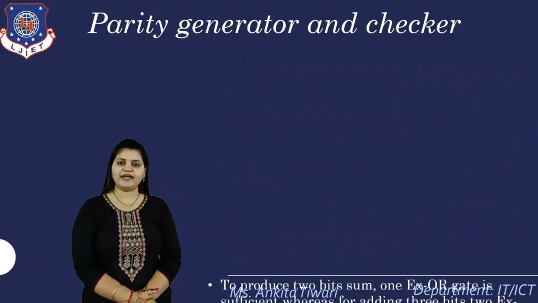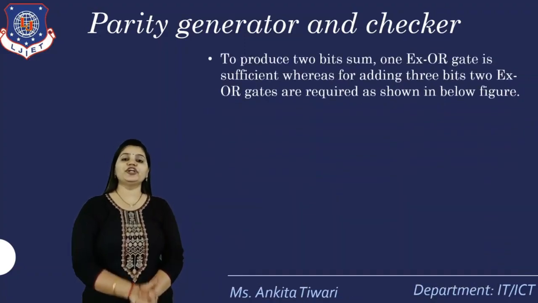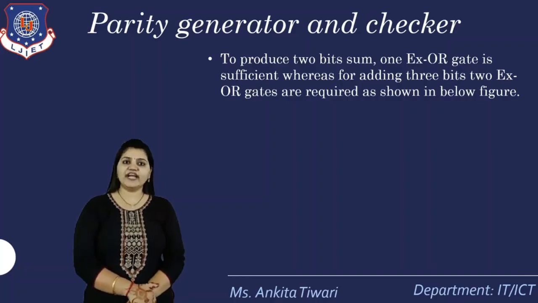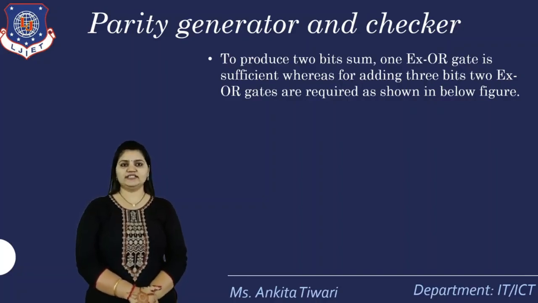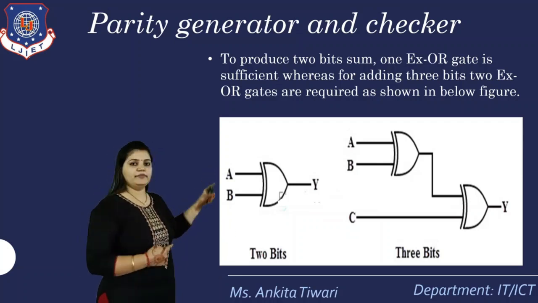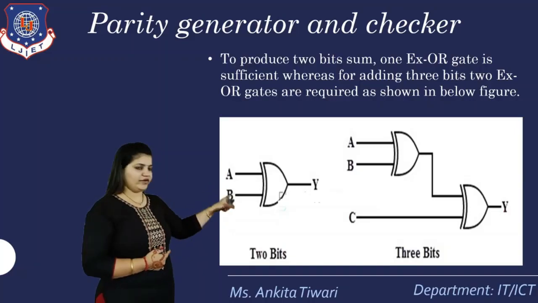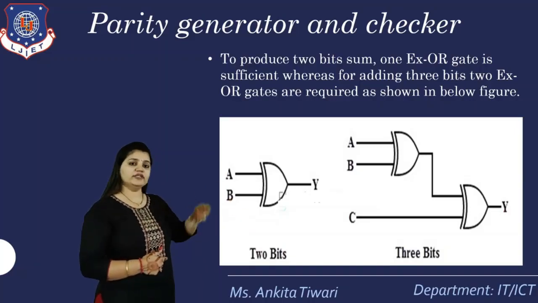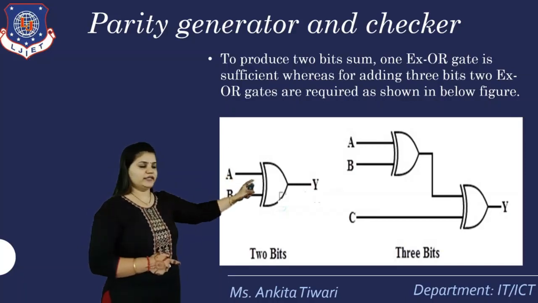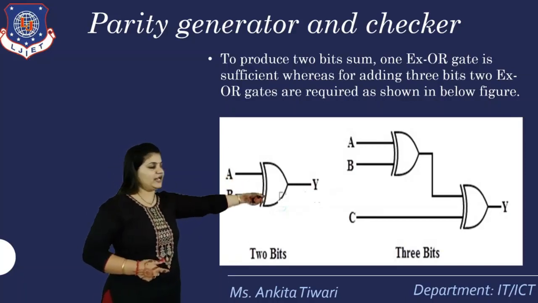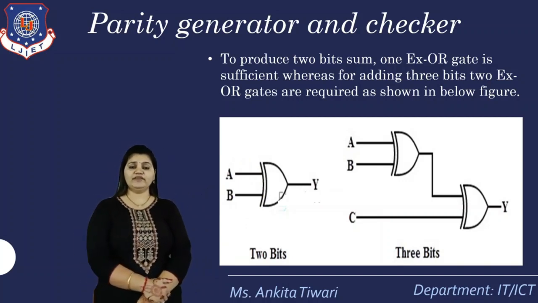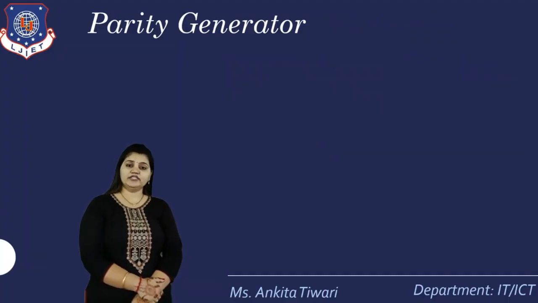Now with respect to the parity generator and parity checker, to produce a 2-bit sum, one XOR gate is sufficient, whereas for adding 3 bits, 2 XOR gates are required, as shown in the figure. There you can see A and B, 2 bits, with 1 XOR gate, and you will get the output. For the 3-bit parity, A, B and C, we had the 2-bit stage, then we add the C bit in the next stage and you will get the output. So this is the 2-bit and 3-bit parity checker and generator.